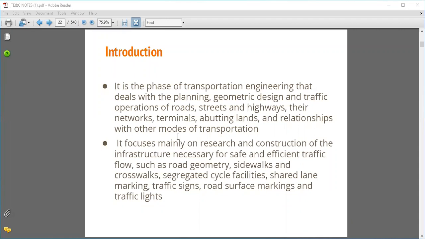So the plan should take traffic engineering into account, and mainly research-related contribution comes toward traffic engineering in the field of transportation engineering, to achieve safe, convenient, and efficient traffic flow on the road. What is meant by efficient traffic flow is nothing but minimum accidents on the road. Road users should feel good while moving from one place to another. Such a function, such a property should be achieved while using the roads. That is the main focus of traffic engineering.